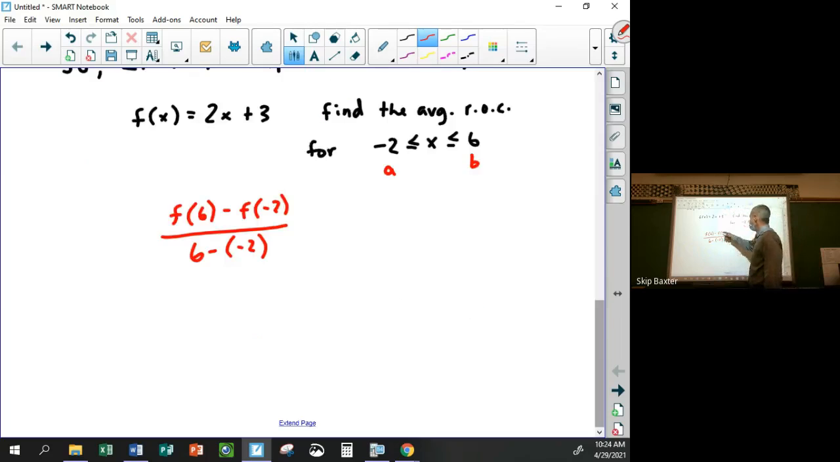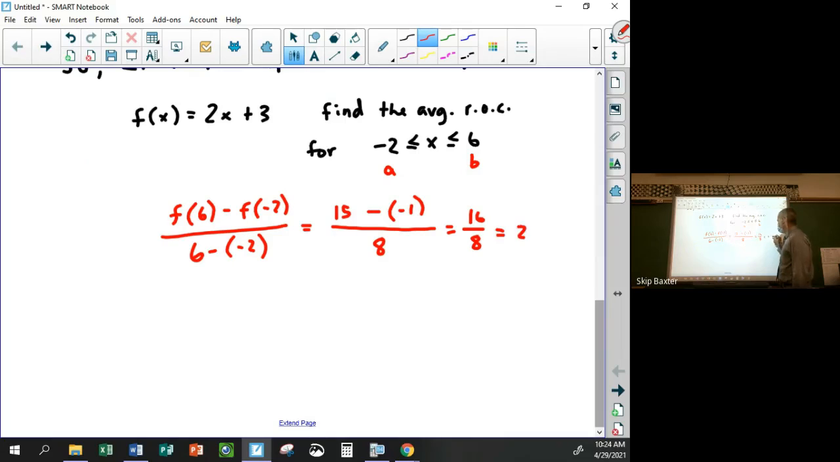So this is going to be f of 6, which means you just plug 6 into the function and get its value. 12 plus 3 is 15. Minus f of -2, if you plug -2 into the function, you get -4 plus 3, which is -1. And then 6 minus -2 is 8. So this ends up being 16/8. So the answer is 2.